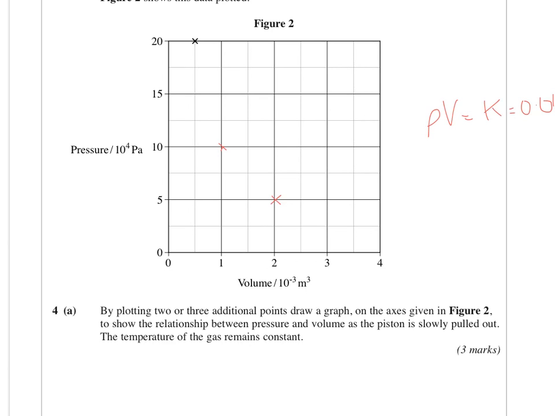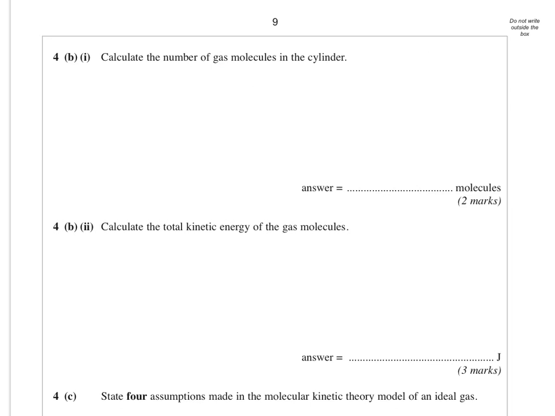Okay, and then in terms of sketching it, it's going to look something a little bit like this. Hopefully you won't miss the end point like I have up there. So something along the lines of that, and we're just using PV equals constant because temperature is constant in that case. Okay, so let's move on.